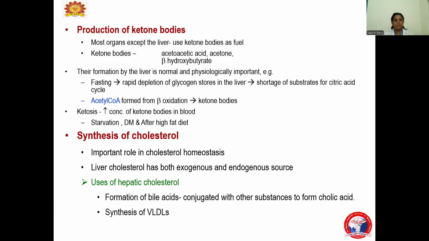Ketosis is an increased concentration of ketone bodies in the blood. In starvation, diabetes mellitus, and after a high fat diet, ketosis can be seen. Synthesis of cholesterol: the liver has an important role in cholesterol homeostasis. Liver cholesterol has both exogenous and endogenous sources. Uses of hepatic cholesterol: formation of bile acids, conjugated with other substances to form bile salts, and also synthesis of VLDLs.